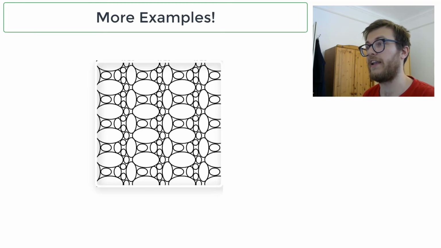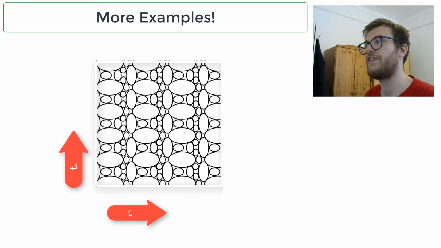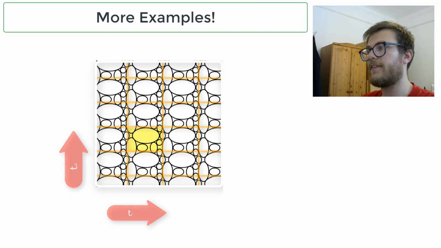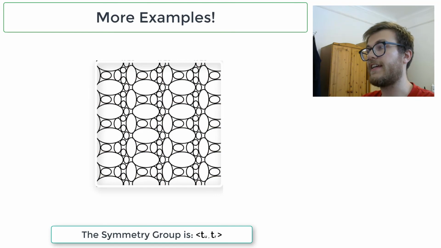This example from earlier has no reflections, no rotations, and no glide reflections, and the translations are generated by the horizontal translation TR and the vertical translation TU, remembering that we are allowed to use the inverses of the generating elements when generating symmetries. To see that this is definitely correct, note that this is a fundamental domain, and we may take this fundamental domain to any other tile using a combination of these two symmetries and their inverses. So the symmetry group is ⟨TU, TR⟩.